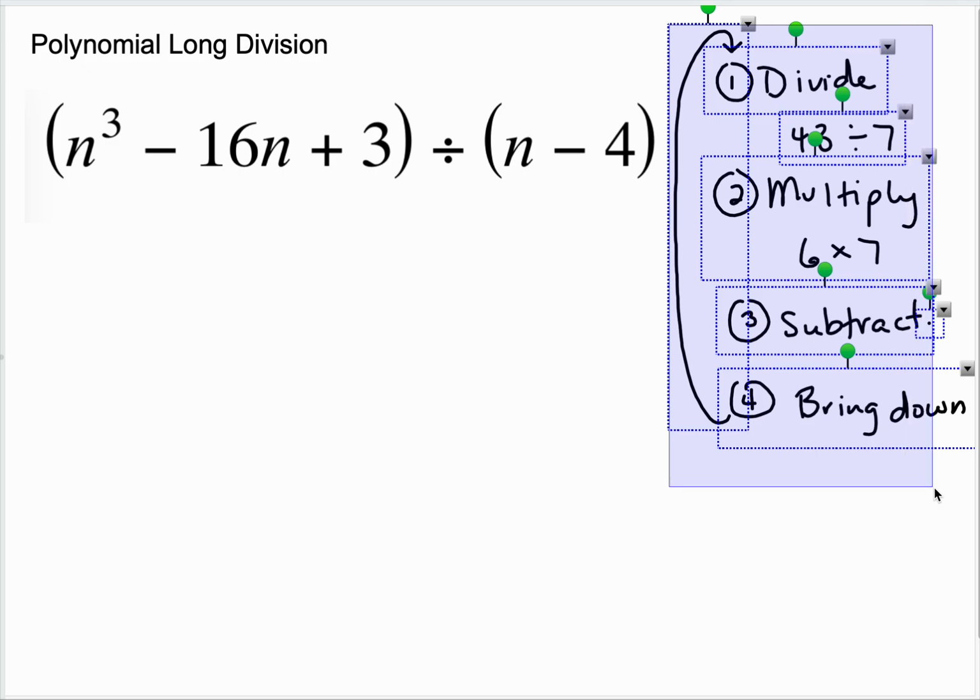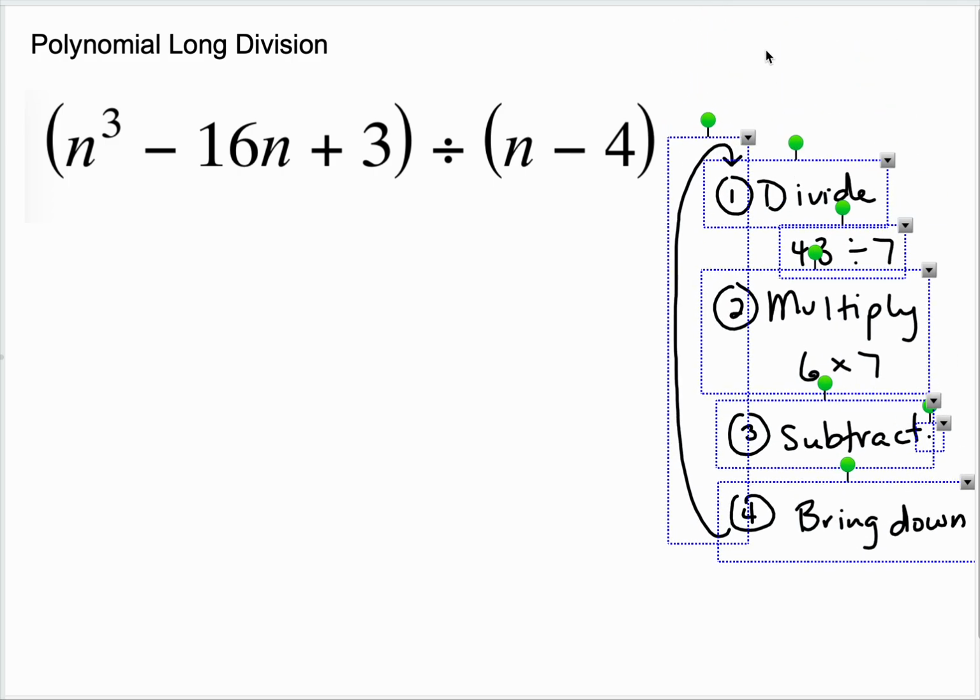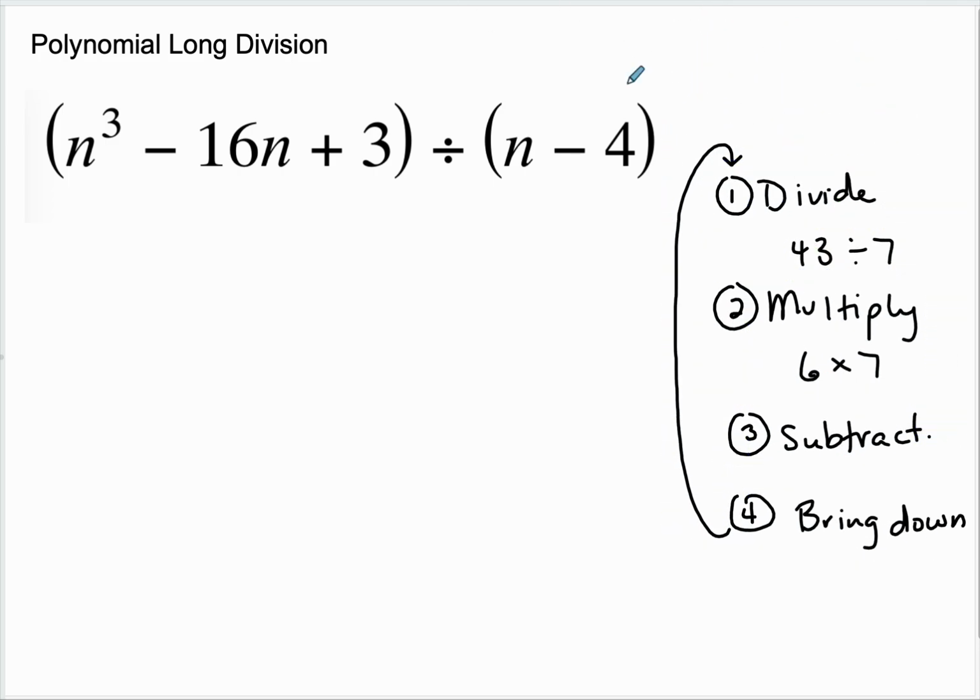Okay, and so in order to set up the problem, I need to figure out what goes outside the house. So what we're dividing by, n minus 4, goes outside what I like to refer to as the long division house. Okay. And now I'm going to put the polynomial that we're dividing into inside the long division house.